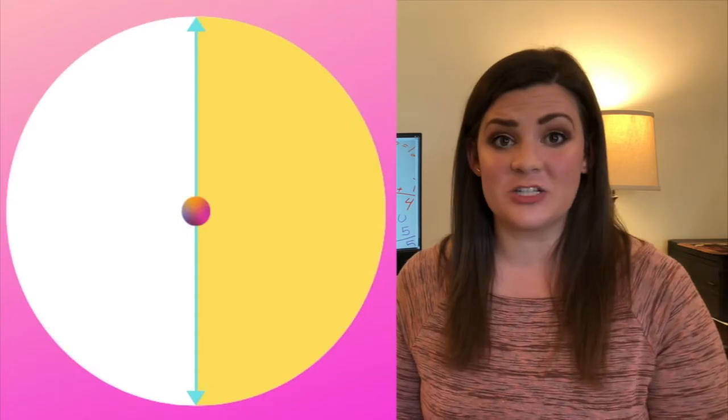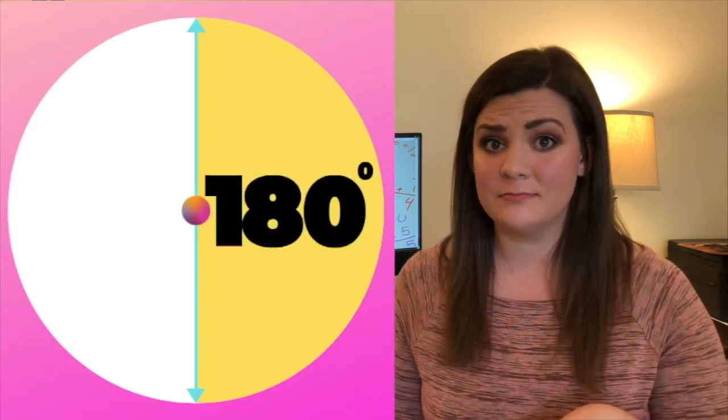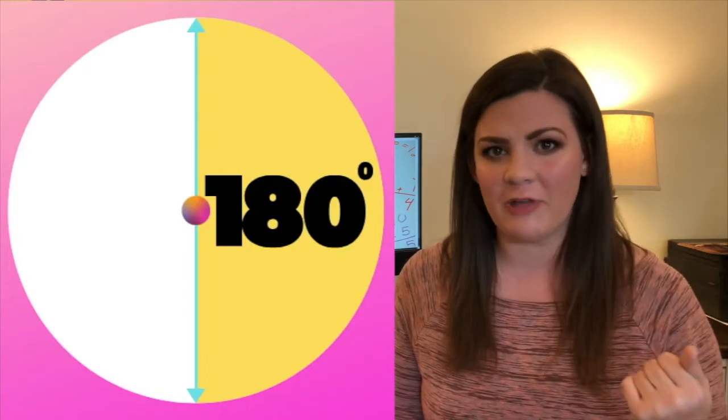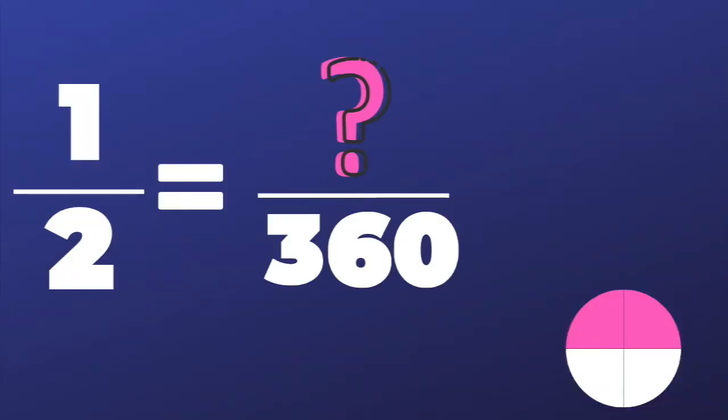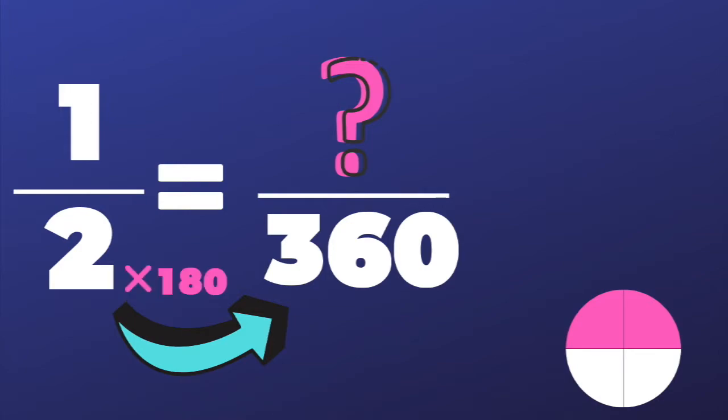We know that this is a straight angle, and we know a straight angle measures 180 degrees. But what if we didn't know that? Could we prove it? Yes, we can! Let's first take 1/2 and set it equal to something over 360. First, we have to figure out what is the relationship between 2 and 360. Well, we know that 2 times 18 would give us 36. So we just put a 0 on the end to show that 2 times 180 would actually give us 360.